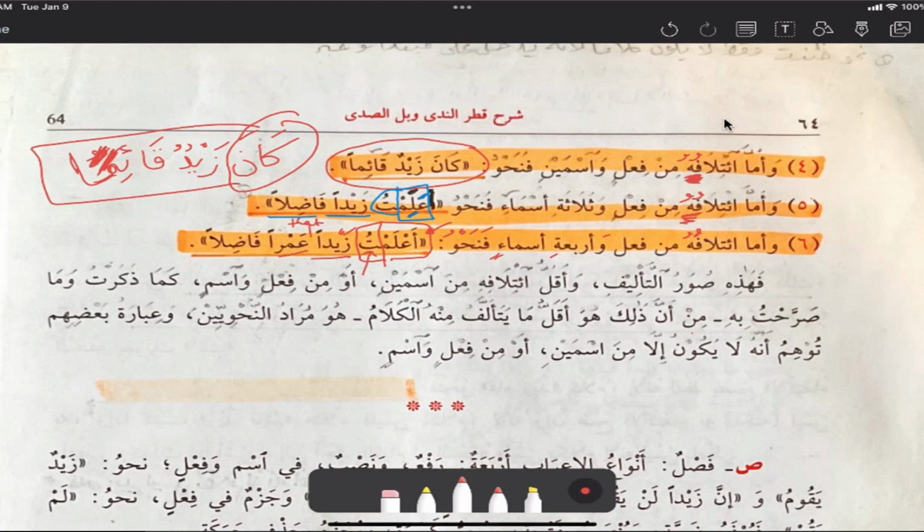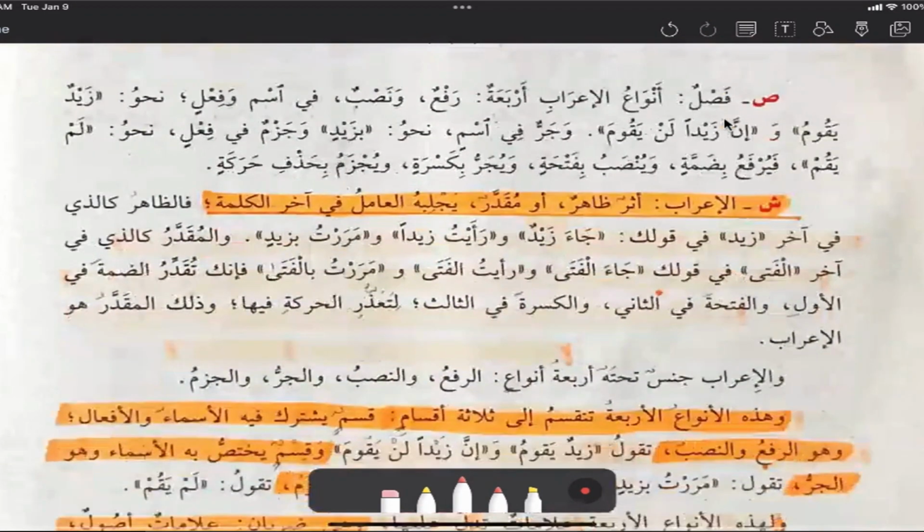وعبارة بعضهم توهم أنه لا يكون إلا من اسمين أو من فعل واسم. And the expression of some, the way some of them say it, would give the impression that Arabic speech would not be but two nominals or a verb and a nominal. Wallahu a'lam. Allah knows best. We'll stop there. We finished that whole section too.